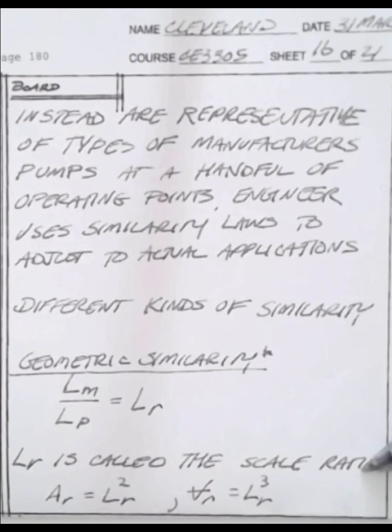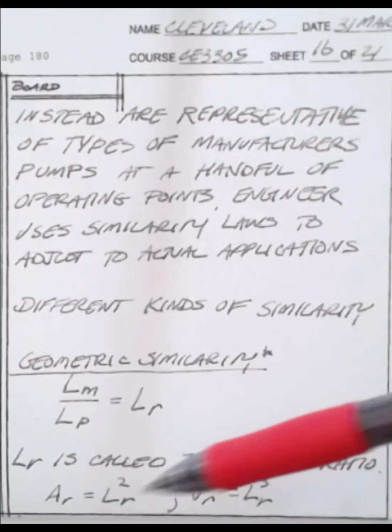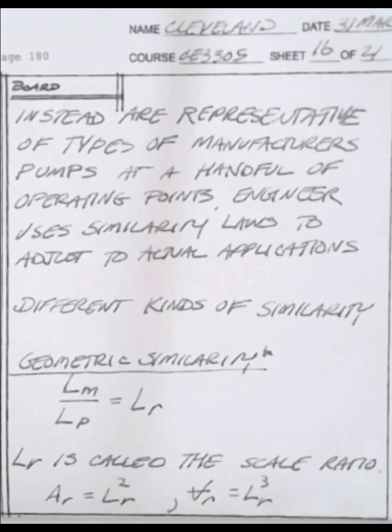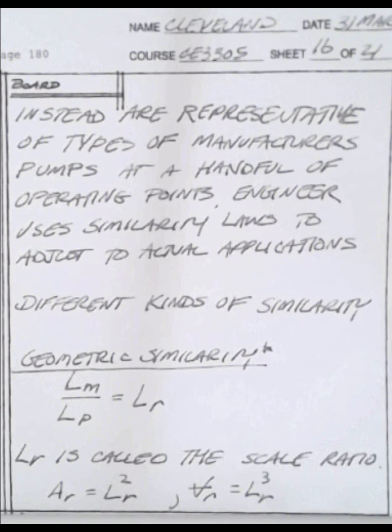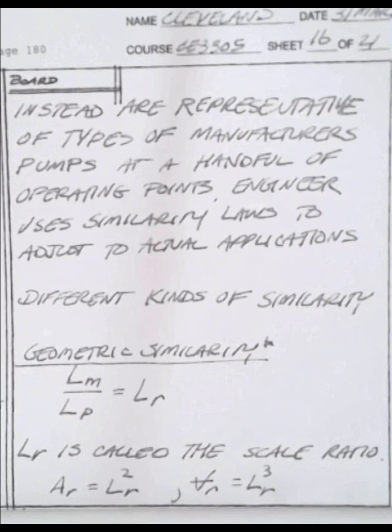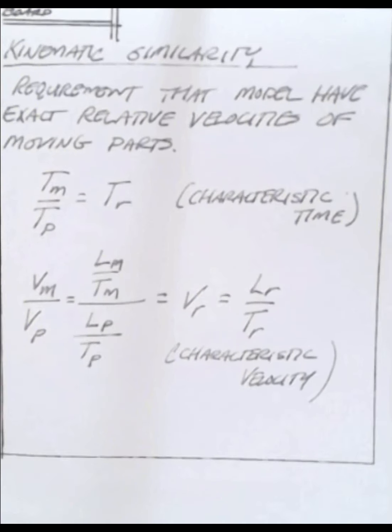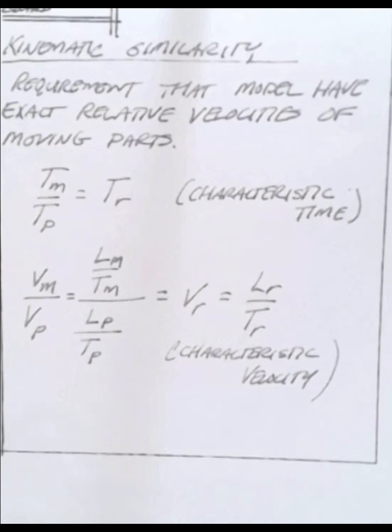So the scale ratio, L sub r, is just the ratio of the two length metrics. If we're talking about areas, then it's the scale ratio squared. If we're talking about volumes, it's the scale ratio cubed. So that's geometric similarity. In and of itself, useful, but not terribly adaptable when we start talking about flows and other dynamic relationships.